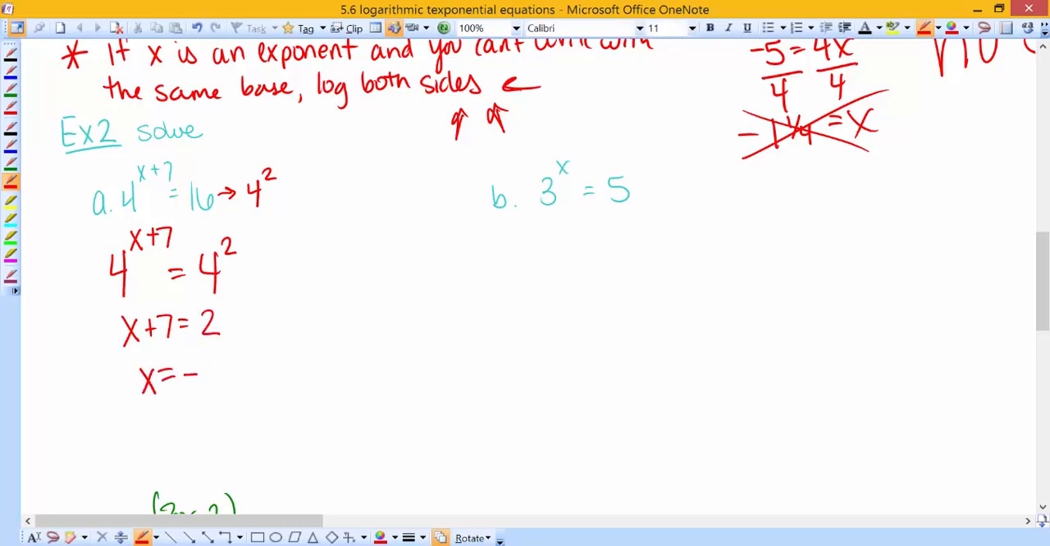Now here it doesn't matter if you have a negative or a positive because you did not start with a log. And exponents can be any real number.